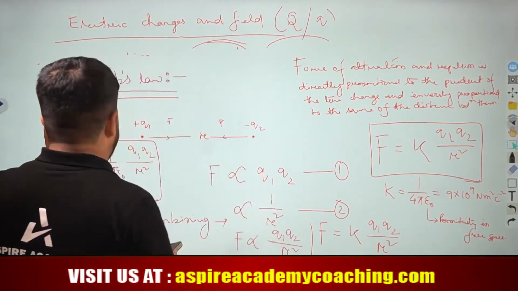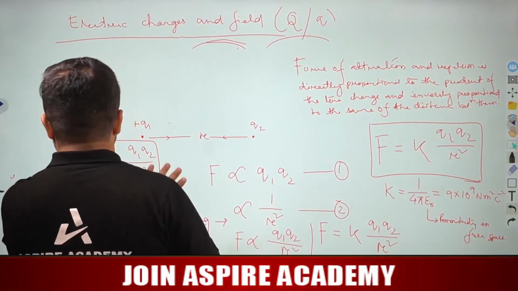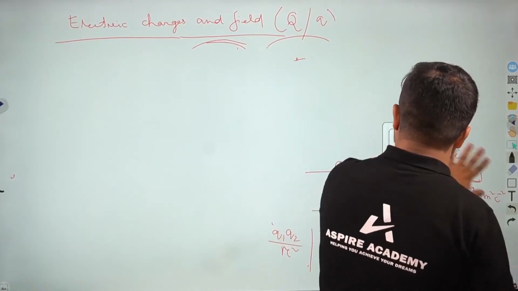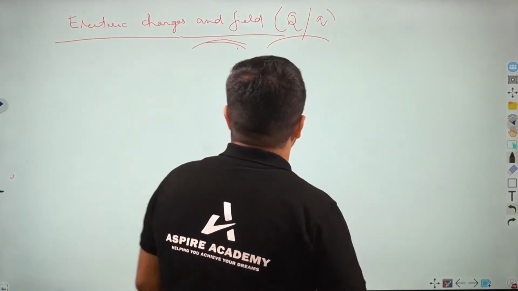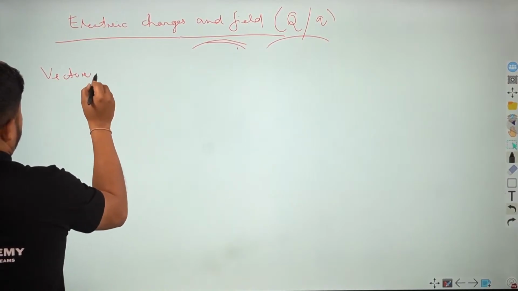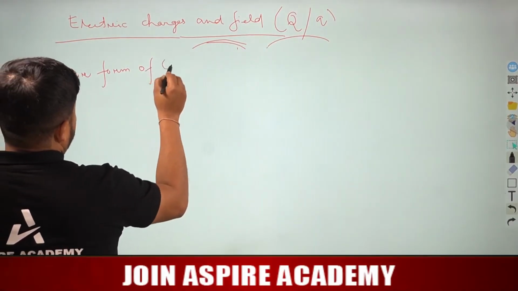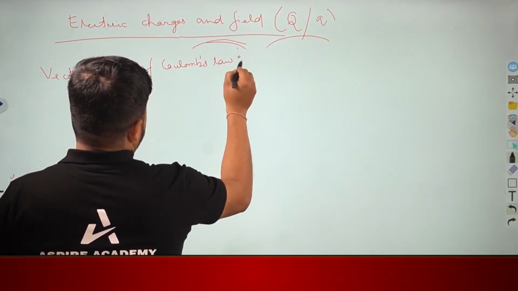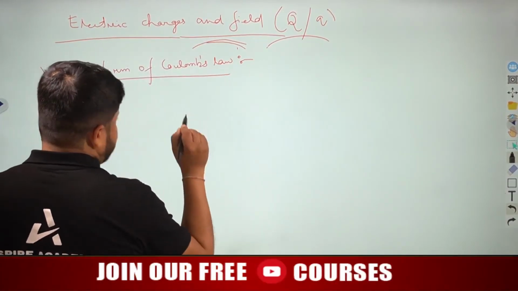It may be asked in the exam what is the vector form of Coulomb's law. So next one, vector forms of Coulomb's law. According to the vector form of the law, we can represent it as a vector.